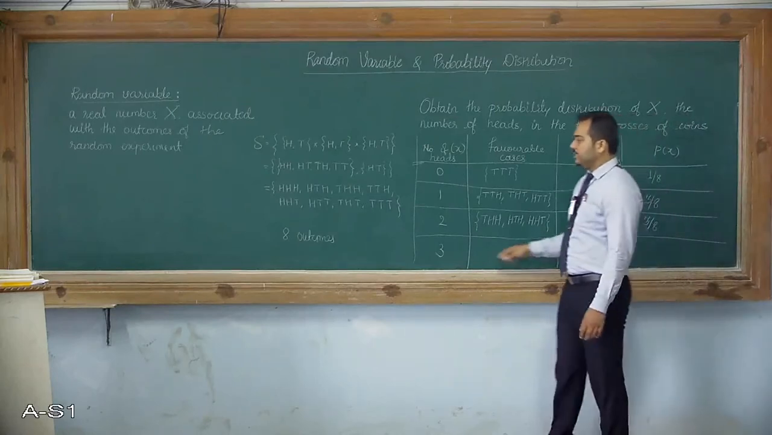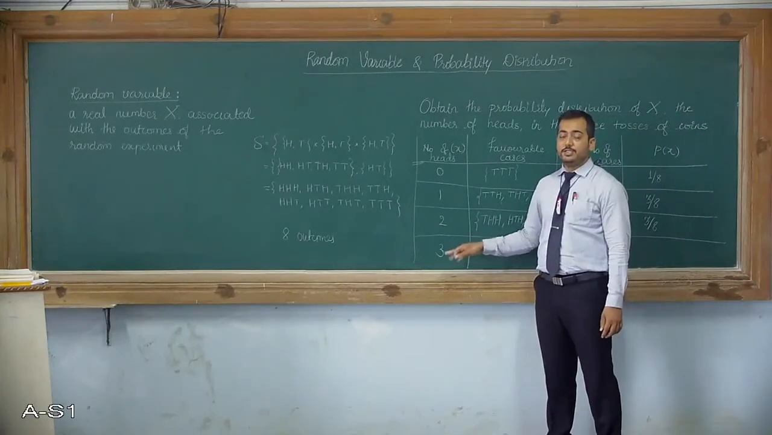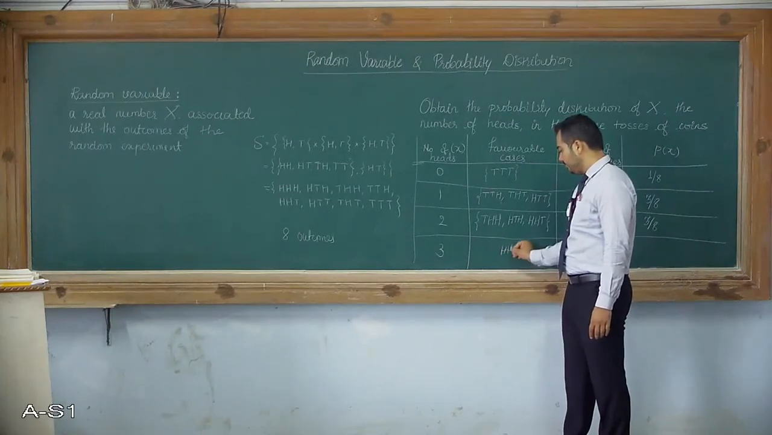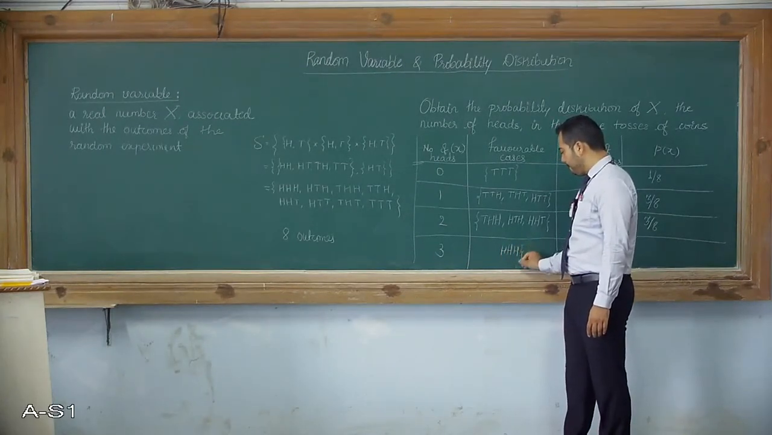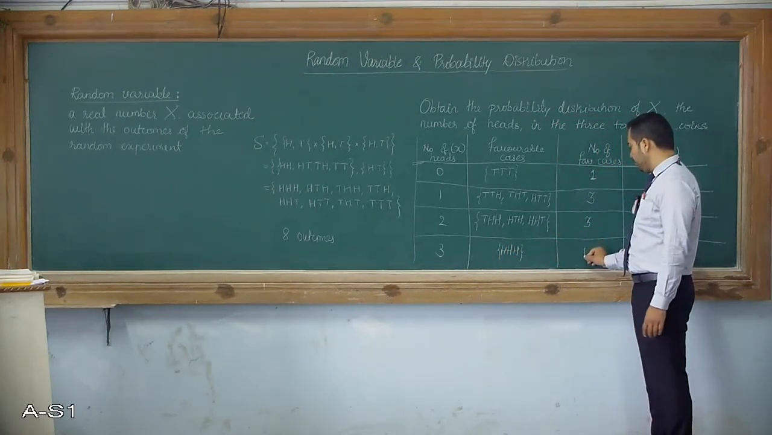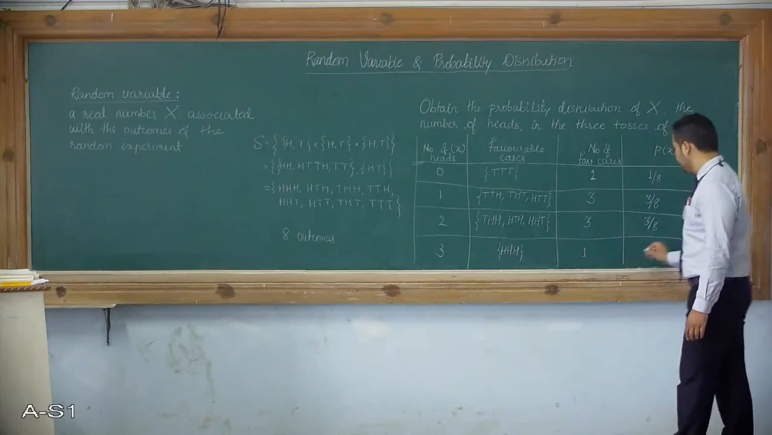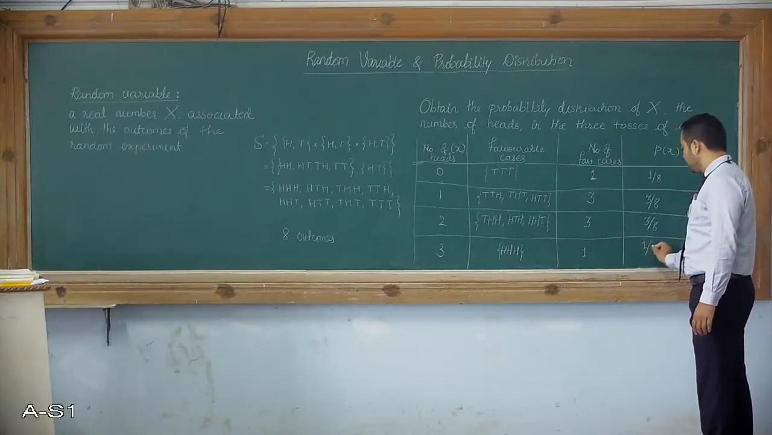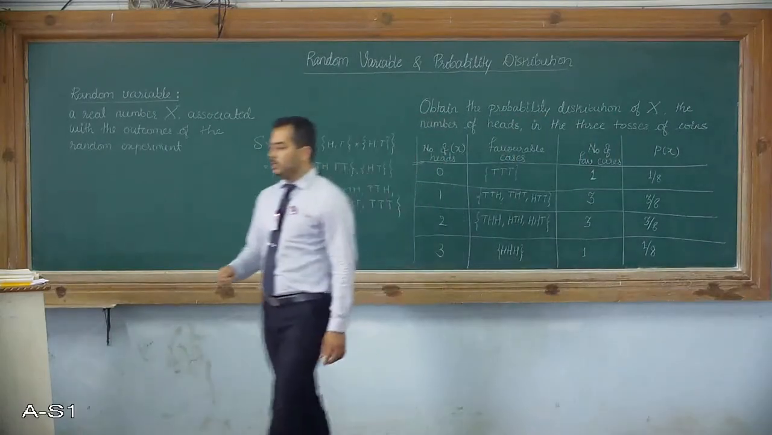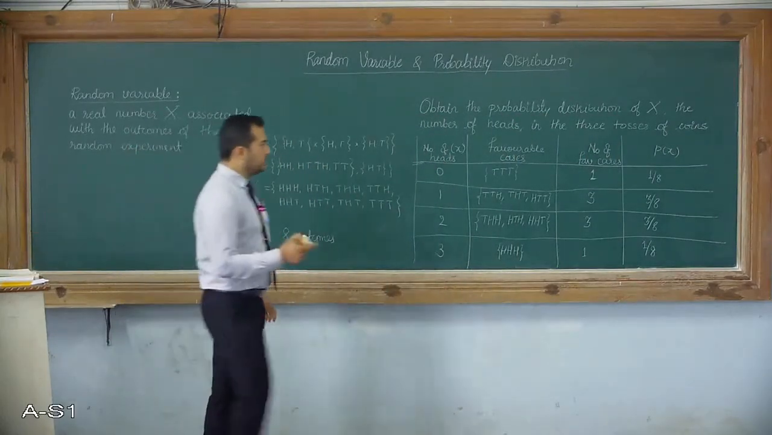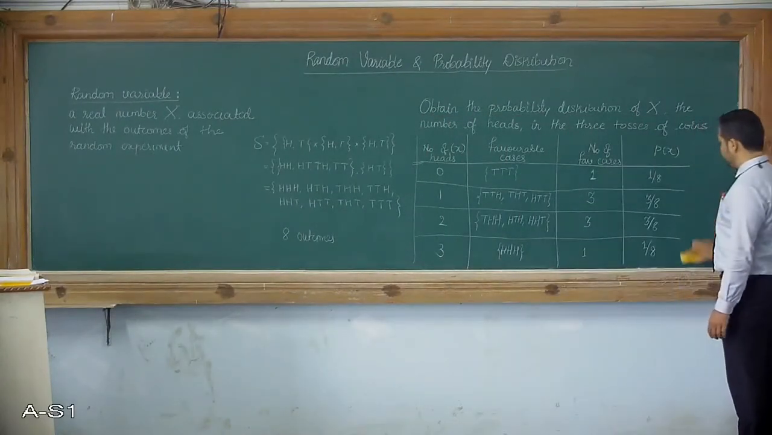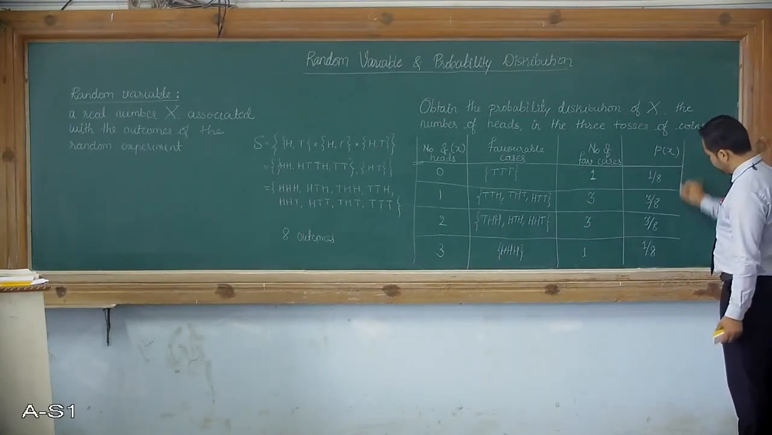And then the last one with number of heads is 3, I mean exactly 3 heads. So there is only one such outcome, which is head, head, head, and number of favorable cases are 1 and 1 divided by 8 is the probability. So this completes your probability distribution.